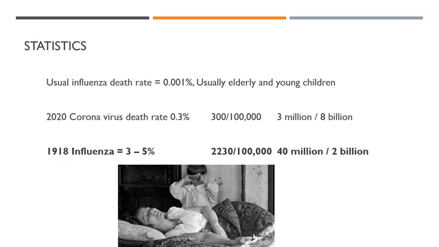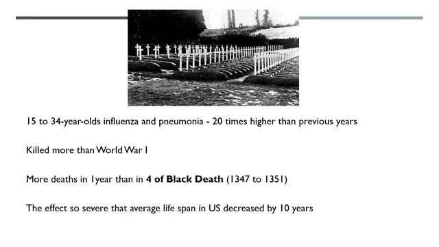And the actual numbers were 2,230 per 100,000, or 40 million people died out of 2 billion. So 3 million people died with corona out of 8 billion, 40 million died out of 2 billion. So some really strong numbers there. It also hit the 15 to 30-year-olds really hard, 20 times higher than in previous years. And influenza actually killed more than the troops of all countries that died in World War I.